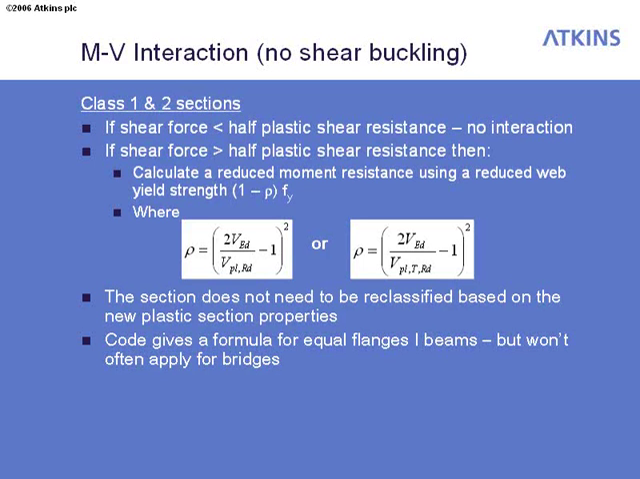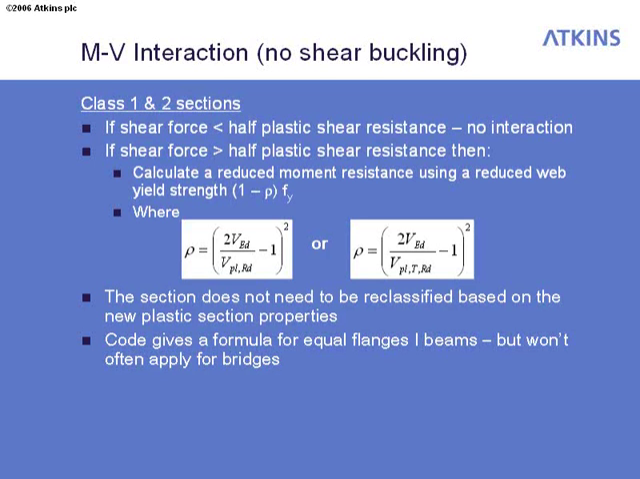However, once you've started reducing web thicknesses and things like that, you shouldn't then go back and reclassify the section. You should just use that section for this interaction only. You don't go and redo any of the rest of the calculations in there. The code does give some simple formulas for equal flanges and simple I-beams, but if you have a typical bridge, it's not very often that you've got an isometric beam. They just don't seem to happen very much in bridges. So that's more applicable for building design, really.